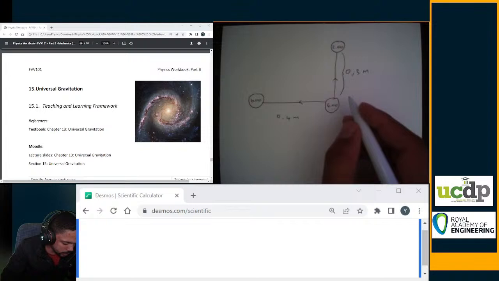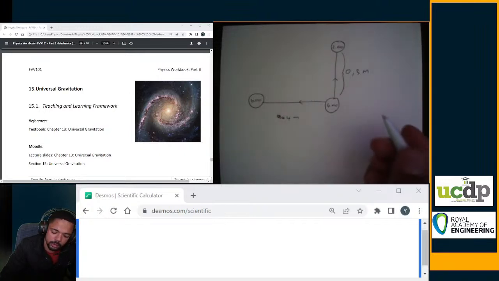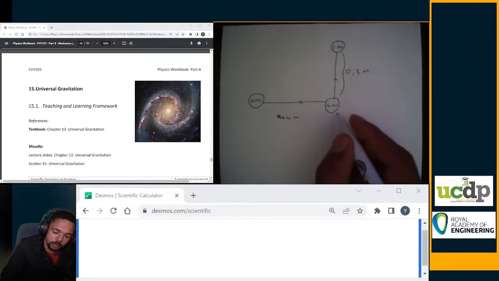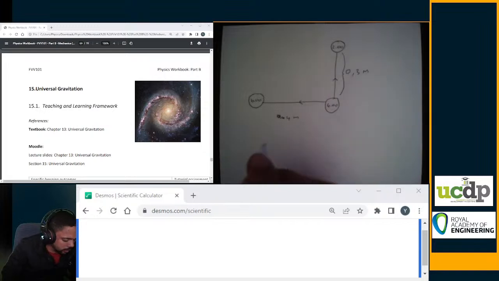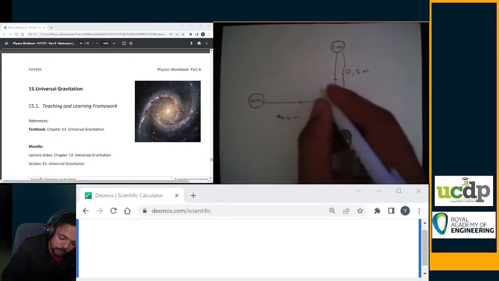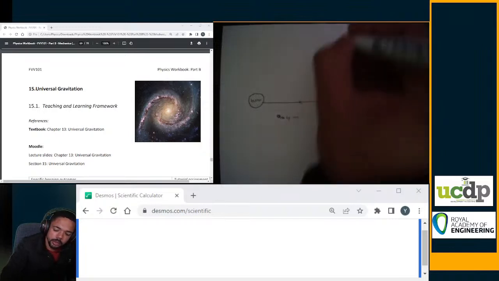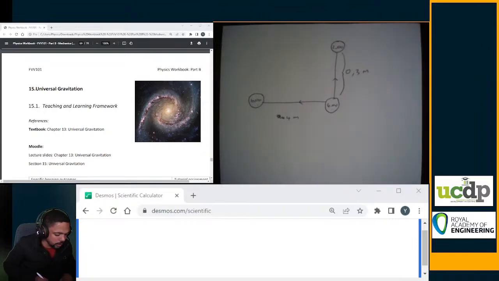That is 0.3 meters, and this one is 4 meters. Sorry, not 0.4 meters, it is just 4 meters. Okay, now we have a mass of 6 kilogram, a mass of 4 kilogram, and a mass of 2 kilogram, and we are asked to find the following.